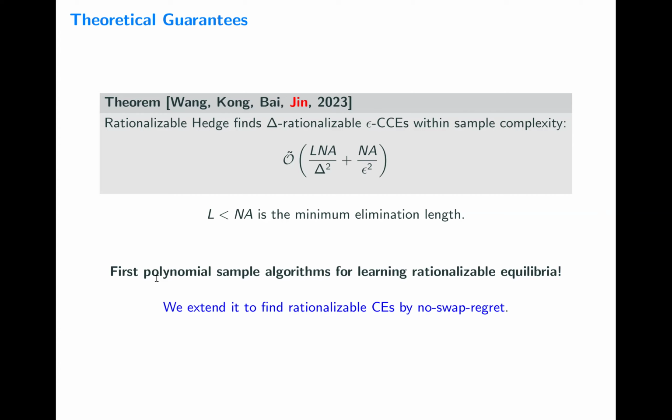I think the most important thing about this theorem is that this is the first polynomial sample-efficient algorithm to learn a rationalizable equilibrium. This talk is mostly about CCE, but we can also extend the same algorithm to find a rationalizable CE by replacing the no-regret algorithm, which is Hedge here, with a no-swap-regret algorithm. Then we're guaranteed to find a rationalizable correlated equilibrium. So we can solve the problem that the original equilibria are no longer rationalizable; by doing this modification, we're guaranteed the equilibrium we find is rationalizable. Okay. Any questions about this part?